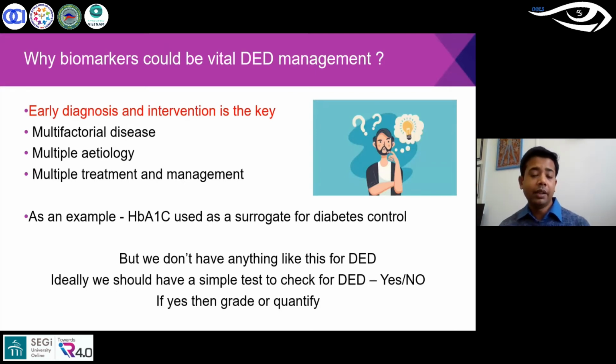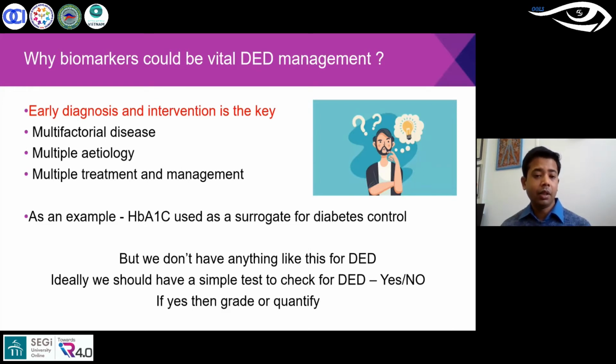So as I said, early diagnosis and intervention is key. And we are looking at quite a multifactorial disease. It has lots of underlying pathology and etiology. And there are various treatment and management options available, depending on what type of dry eye it is. And to an extent, we also need more treatment options if someone has progressed to moderate to severe dry eye.